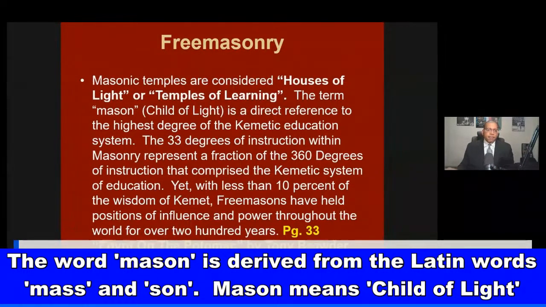He talks about this. Now, Masonic temples are considered houses of learning or temples of learning. The term Mason or child of light is a direct reference to the highest degree of the Kemetic education system. The 33 degrees of instruction within Freemasonry represent just a fraction of the 360 degrees of instruction that comprised the Kemetic system of education. Yet with less than 10% of the wisdom of ancient Kemet, Freemasons have held positions of influence and power throughout the world for over 200 years. Okay, read page 33.